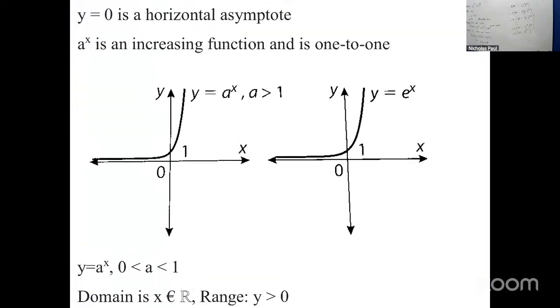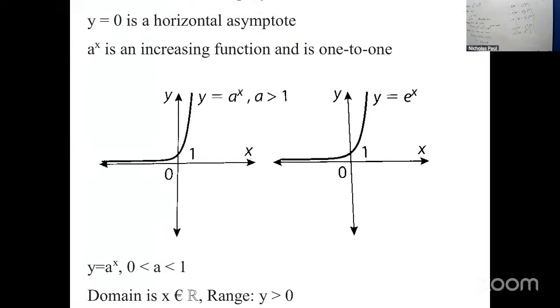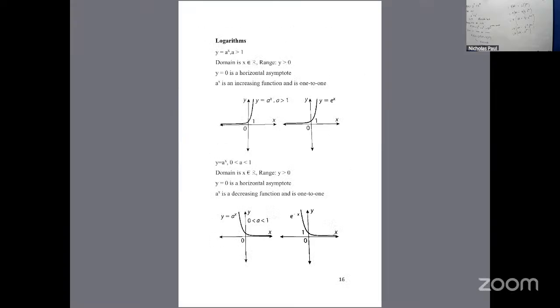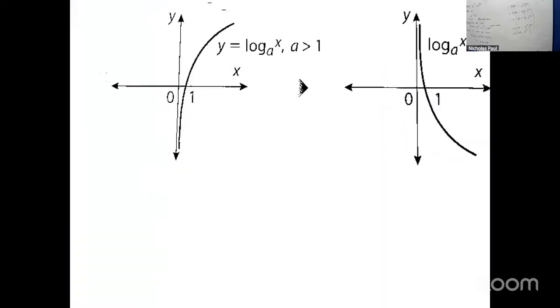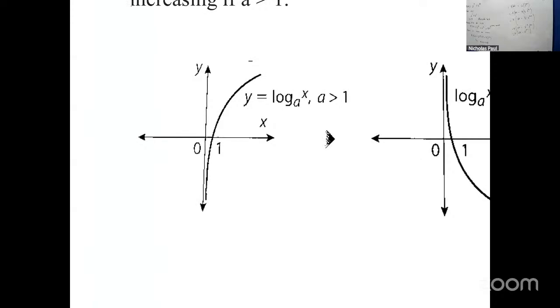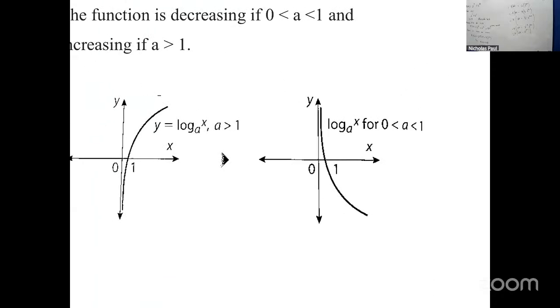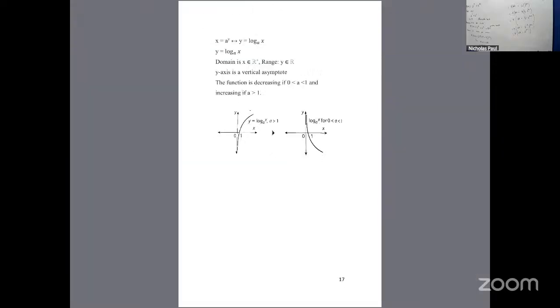Right here you have the graph. You all recognize these graphs? Is the graph for what? It is the exponential graph, right? This is not the log graph yet. This is the exponential graph. And then the log graph looks like this, a reflection of it in the line y equals x. All right, so that is your log graph.